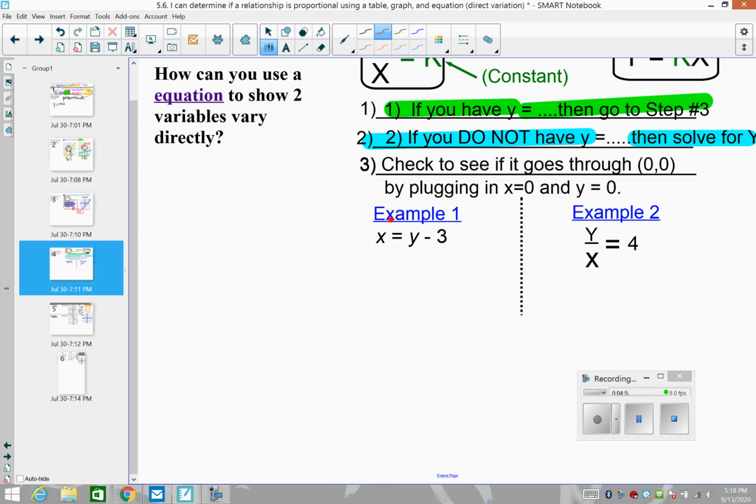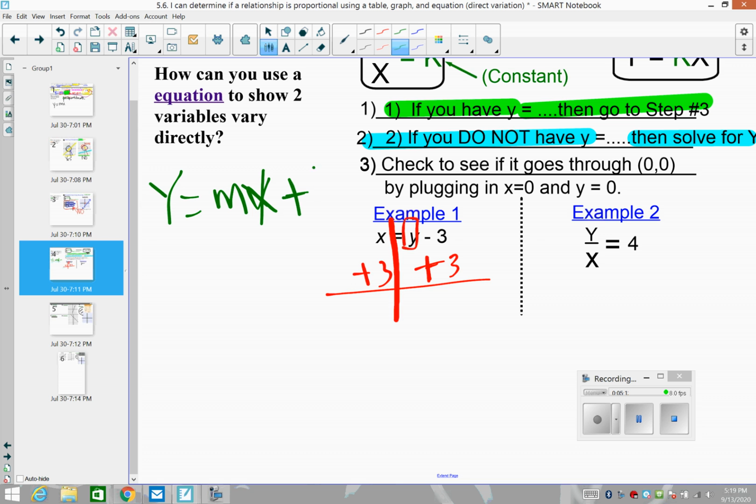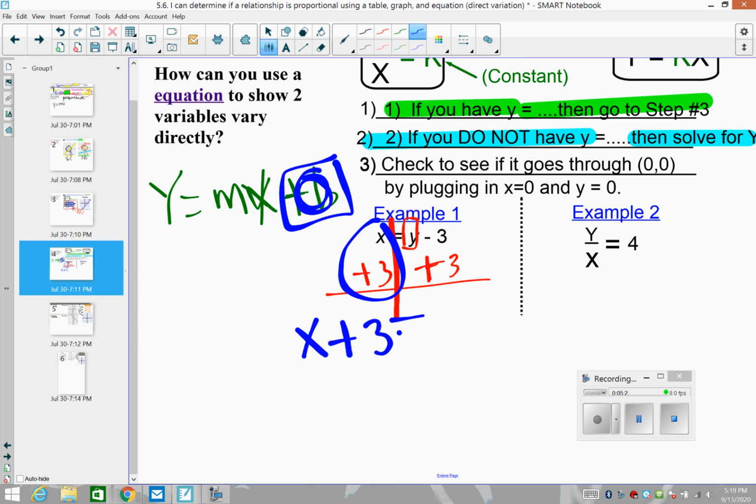So our job is to build a house around y and add 3, copy, paste. So our job is to get y alone because we're trying to get in the form of y equals mx plus b. And what we're looking for here is we're looking for this b to be equal to 0. So as we solve, these are unlike terms on the left-hand side, so that's an x plus 3. Can't combine those. And we get a y.